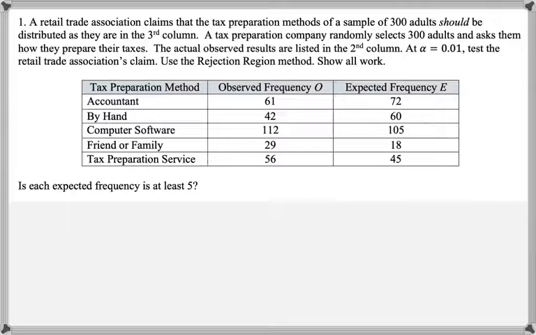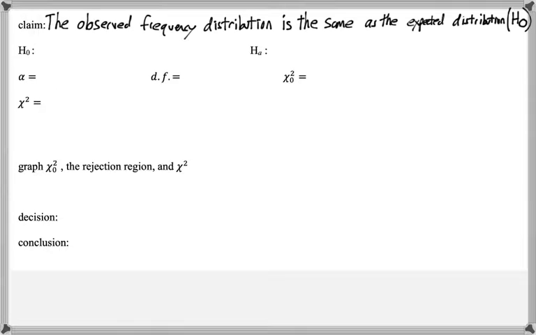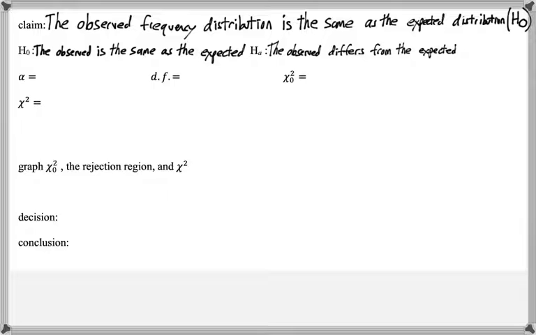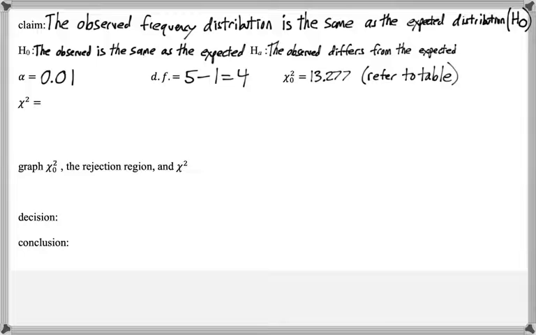Now, first we need to verify that each expected frequency is at least 5. So all of these numbers are at least 5. So the claim is the observed frequency distribution is the same or close enough to the expected distribution. So this is the null hypothesis. The alternative hypothesis is the observed differs from the expected. So alpha is 0.01. The degrees of freedom are equal to k minus 1, where k is the number of categories. So we have 5 categories: accountant by hand, computer software, friend or family, and then a tax preparation service. So the degrees of freedom would be 5 minus 1, which is 4. And then our critical value is 13.277, so we have to refer to the table.